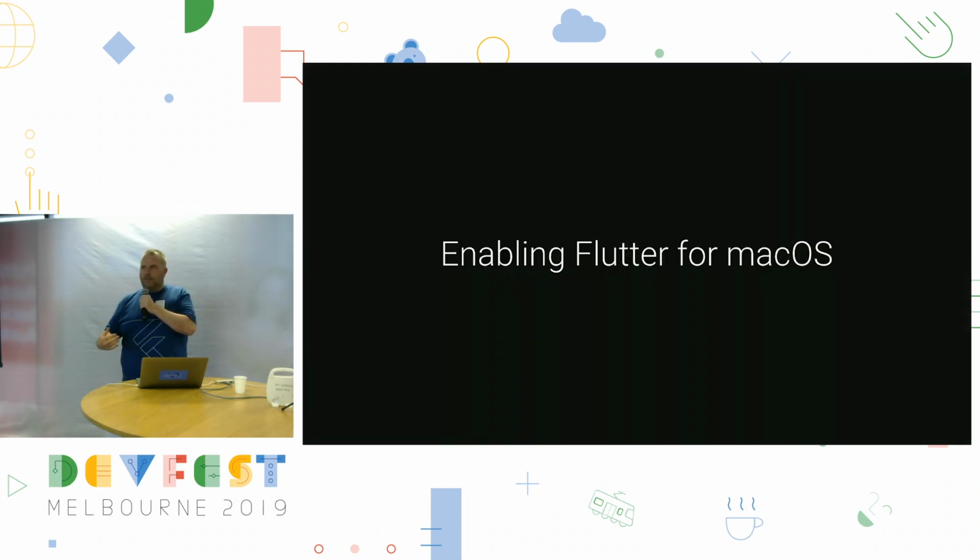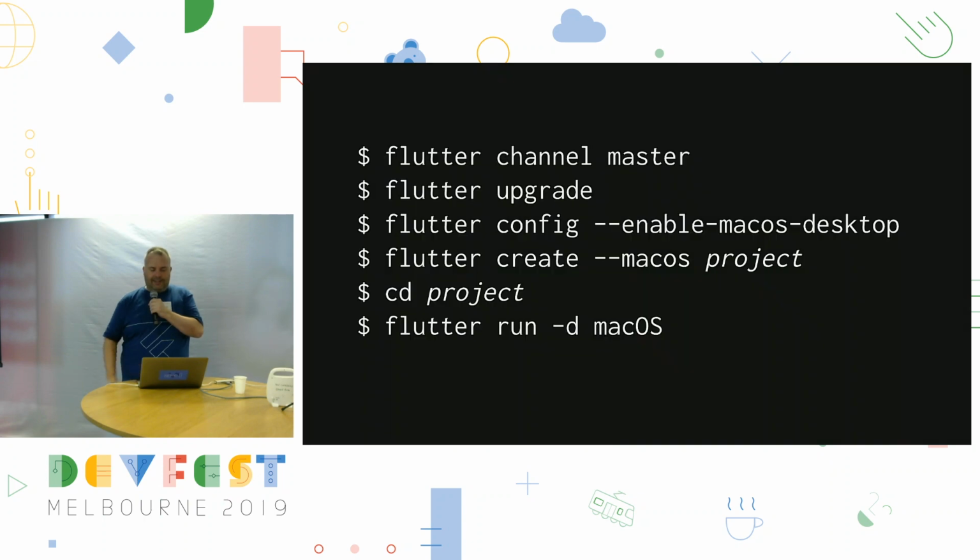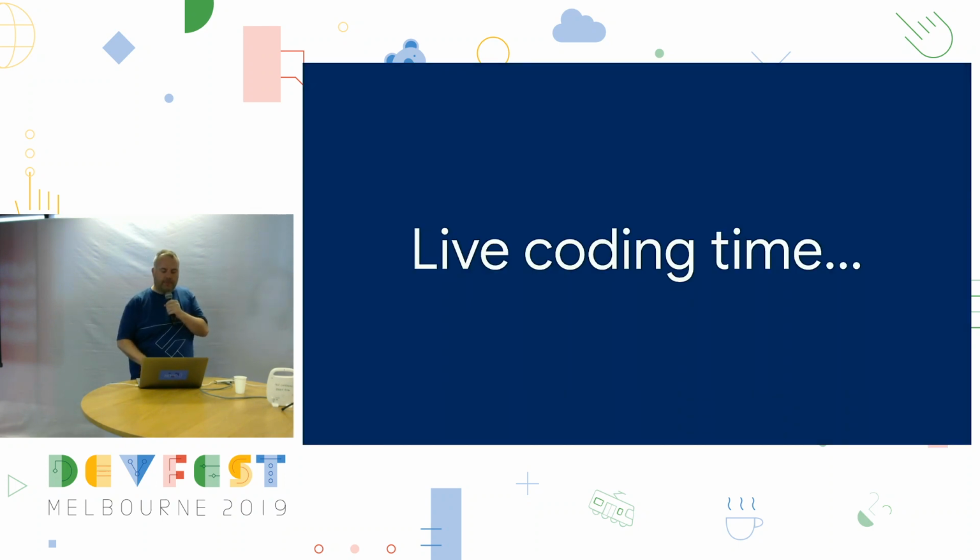And of course there's the fun part. If you're really, really dangerous, you can go to master, do an upgrade, enable macOS desktop, and then create your project with macOS. What this does is it turns on a bunch of additional functionality. It creates a new directory called macOS, and it gives you the ability to write applications for the desktop. So that's what we're going to do today.